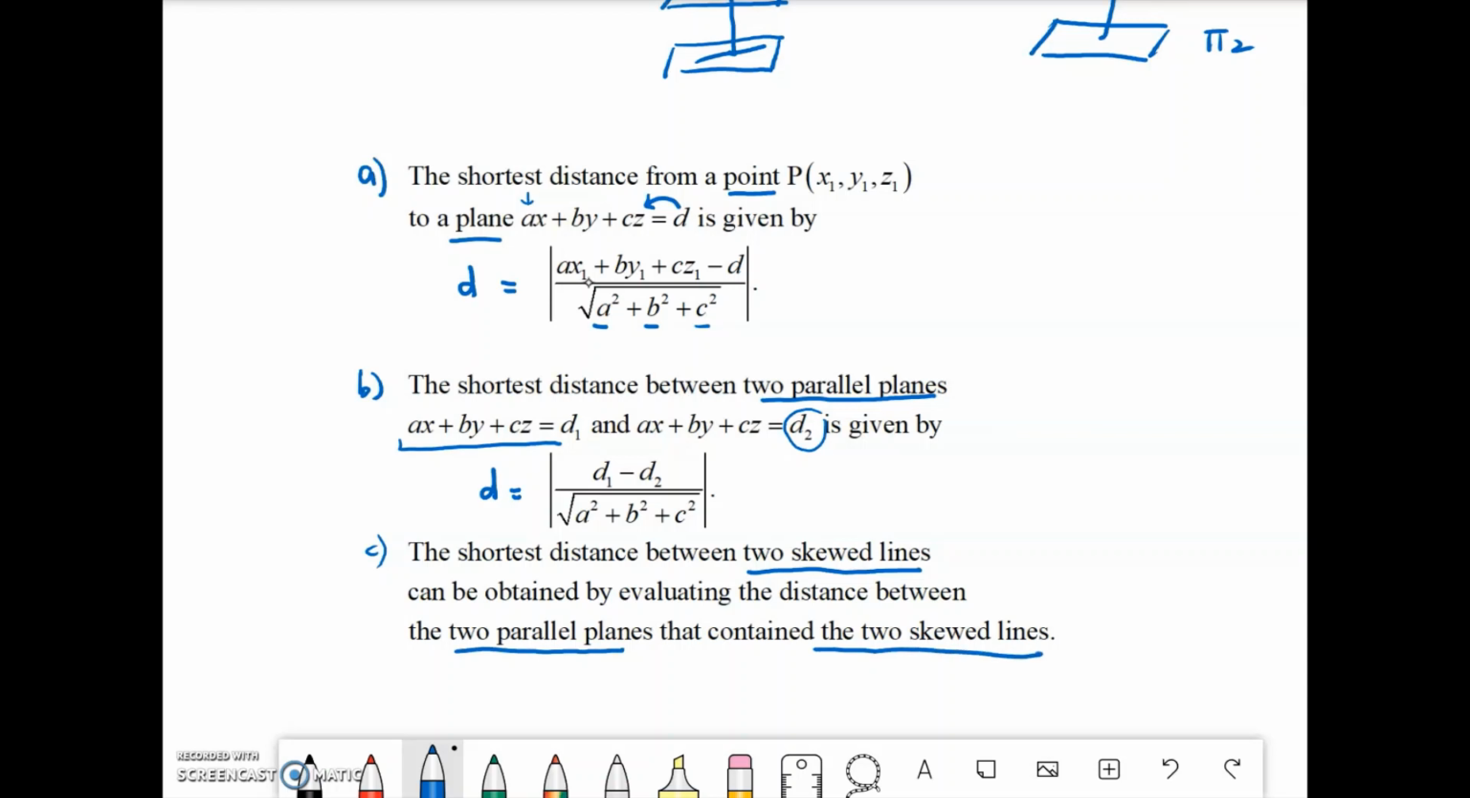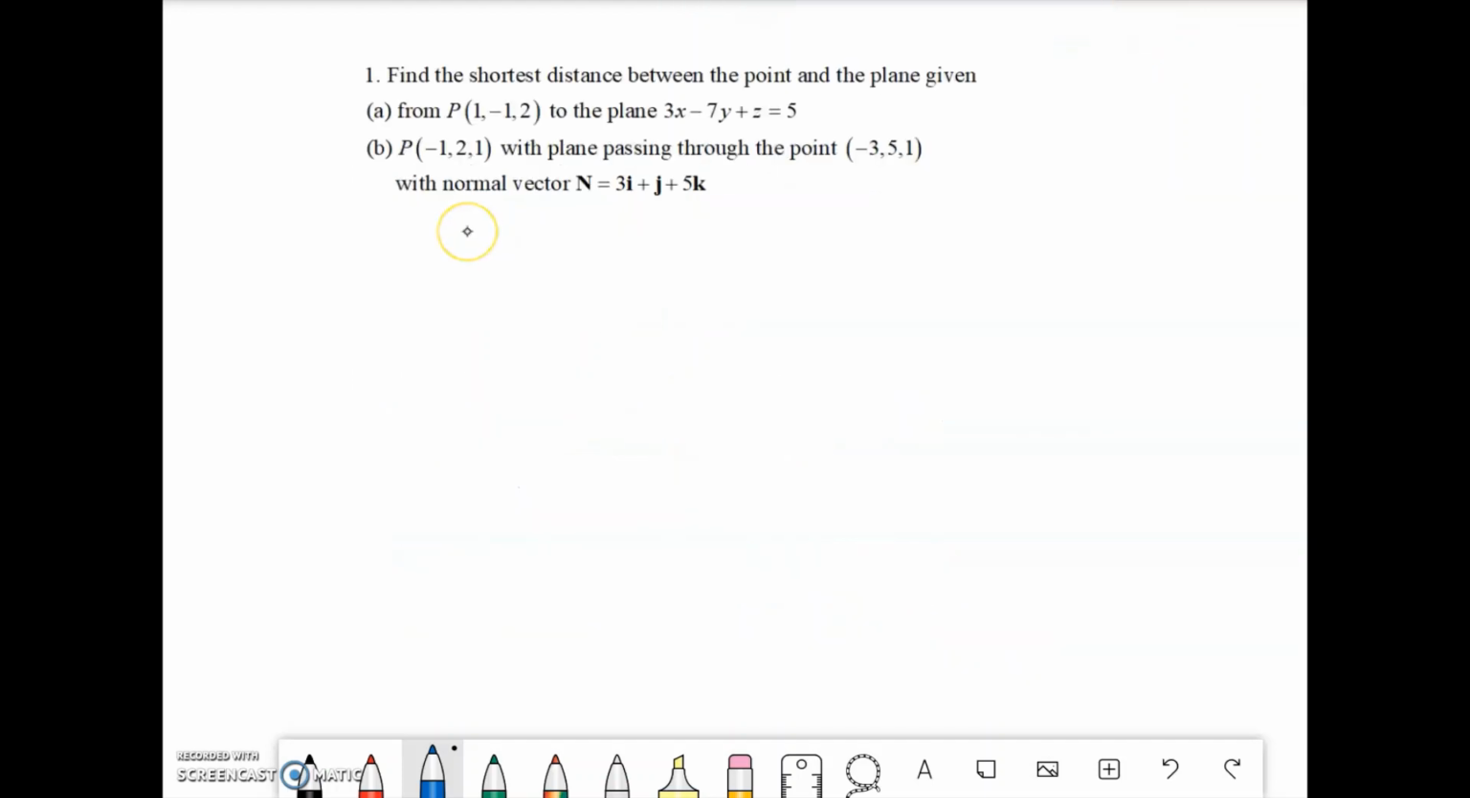Okay, so I'm going to show you an example for each case so that you can understand more about this. First example: find the shortest distance between the point and the plane. So this is for case 1, where the formula to find the distance is D equals the absolute value of ax1 plus by1 plus cz1 minus d, over the square root of a square plus b square plus c square.